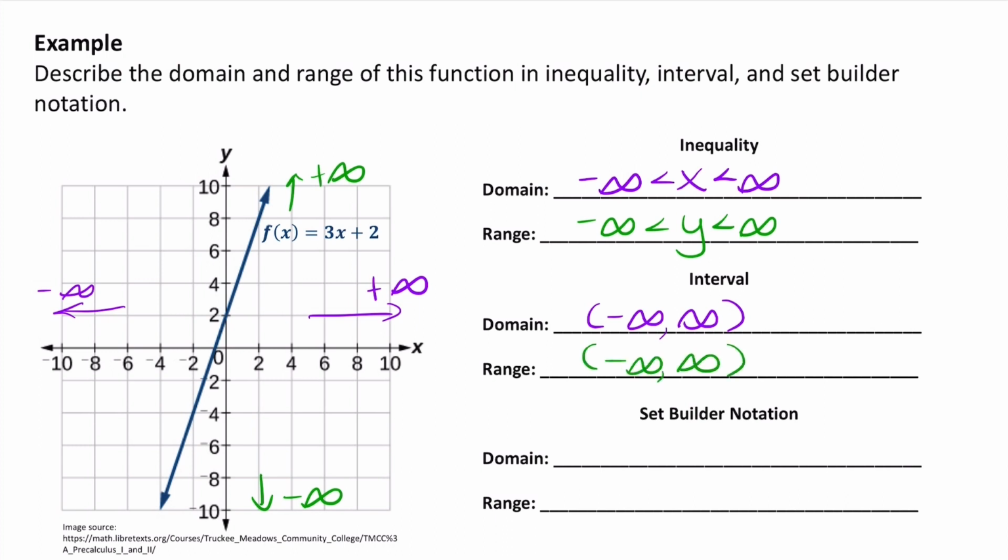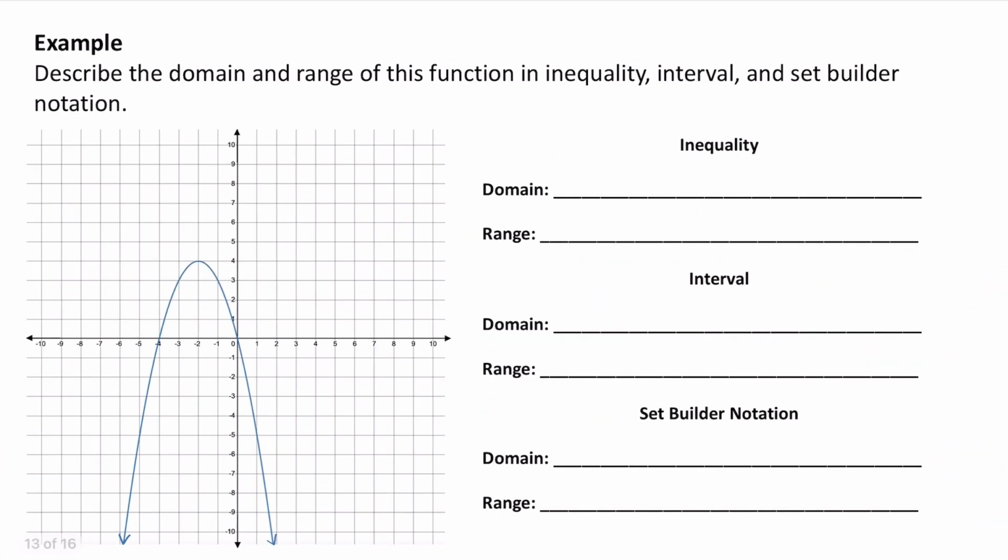Well, in set builder notation, let's think about what we're saying. If we're saying x goes from negative infinity to infinity, we're basically saying all real numbers, right? And remember, in set builder notation, how we describe all real numbers. We say that this is going to be all x such that x is an element of the set of real numbers. Okay, and so that's how we'd write that in set builder notation. Similarly with y, we would say this is all y such that y is an element of the set of real numbers.